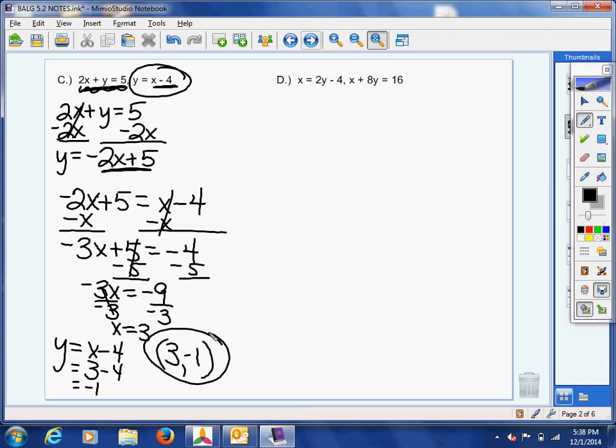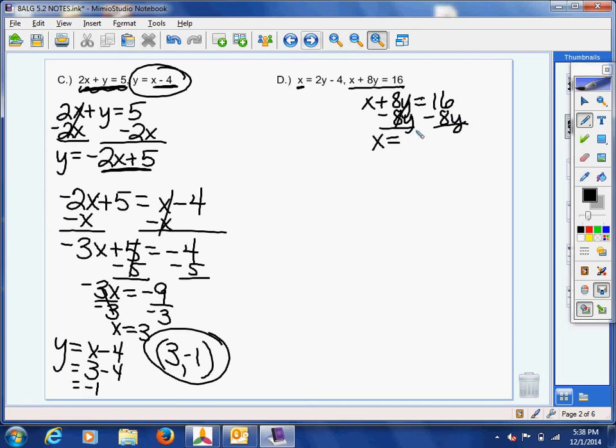Okay, let's look at D. Notice this time they solved for x. Okay, let's use our logic. Would that be a good idea to do here in the second one, solve for x? If you said yes, I totally agree with you. And let's get x plus 8y, let's get that so that x is by itself. Because it doesn't always have to be y by itself. It can be that the x's are by themselves. So, all right, I'm going to take away 8y from each side.